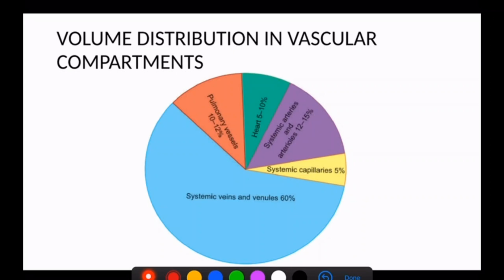Now, the volume distribution in vascular compartments: it is 60% in systemic veins and venules. Then we have systemic arteries, which contain 12 to 15%. Then pulmonary vessels, which contain 10 to 12%. Heart, which contains 5 to 10%. And systemic capillaries, which contain 5%.